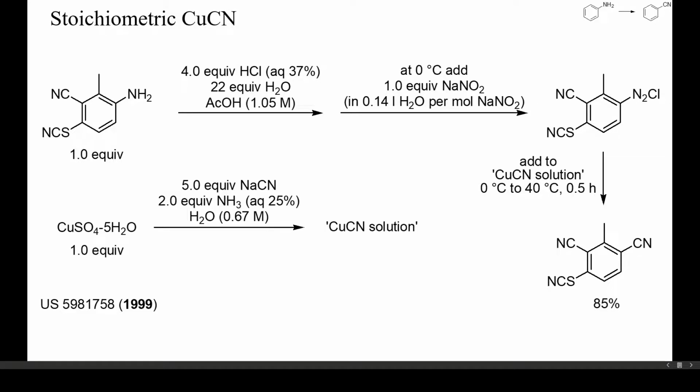The copper cyanide solution was prepared as usual from copper sulfate and an excess of sodium cyanide. As a byproduct of the reduction of copper 2 to copper 1, cyanogen is usually formed. To increase the solubility of copper cyanide in water, ammonia was added in this instance. Alternatively, excess sodium cyanide also usually increases the solubility by formation of an anionic dicyano-copper-1 complex.